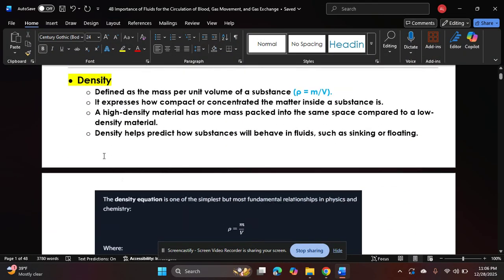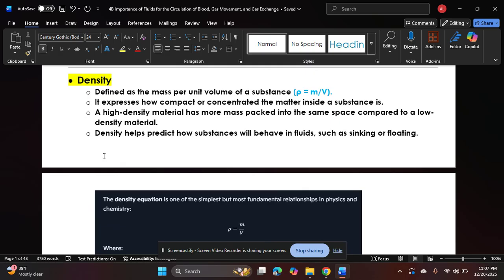So let's start with density, a very important part, because many other equations are going to be based upon density, okay? Density is defined as the mass per unit volume of a substance. Rho is density. Rho equals m by v, so mass by volume. It expresses how compact or concentrated the matter inside a substance is. A high density material has more mass packed into the same space compared to a low density material.